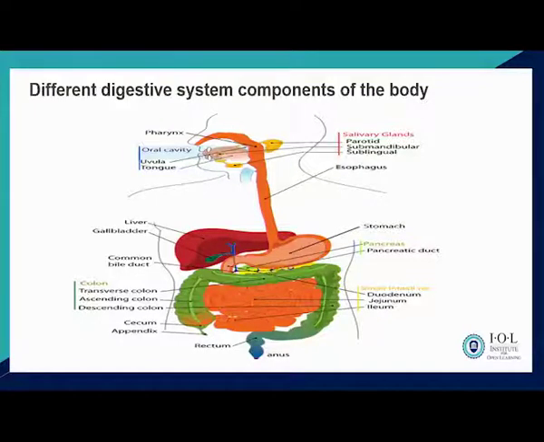So these are the digestive system components of the body of a human, with different parts. In the oral cavity, you find the uvula and the tongue. The salivary glands are the parotid, submandibular, and sublingual. Then you have the small intestines, the duodenum, and the ileum. You have the large intestine, which is the colon, with the transverse colon, ascending colon, and descending colon, and lastly the rectum, and the end part there is actually the anus.